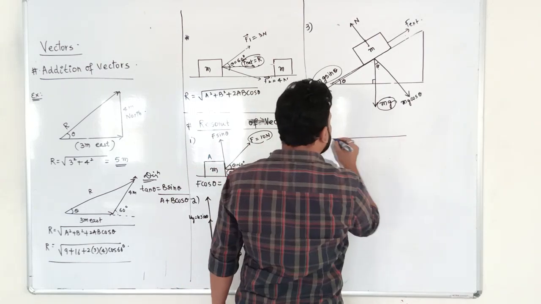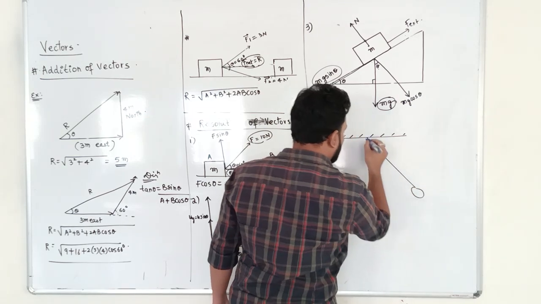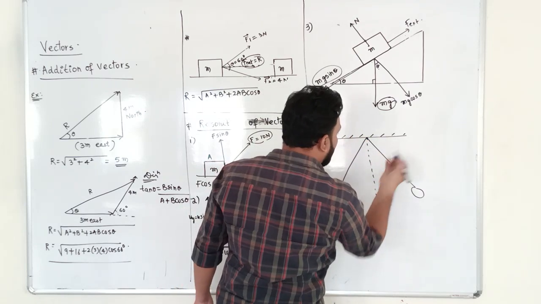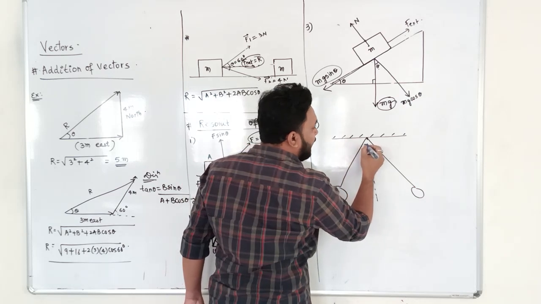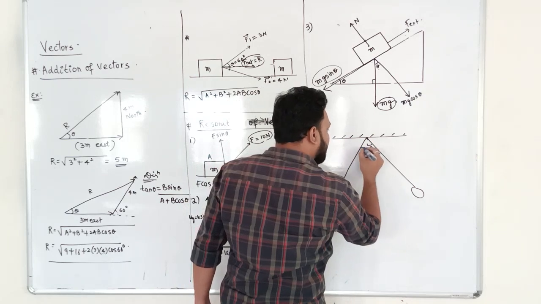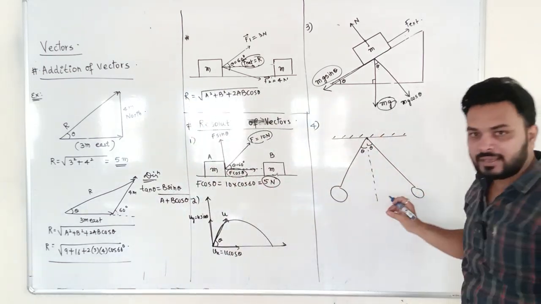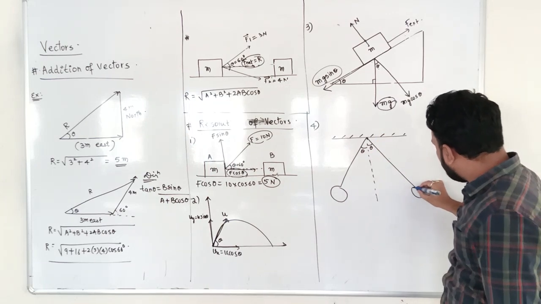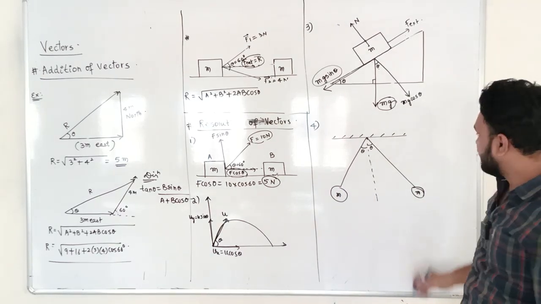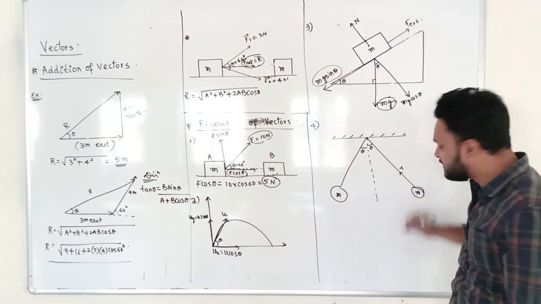Suppose, let's say, right, suppose it is making 2 theta angle, the whole angle is 2 theta, hence this becomes theta, this also becomes theta, right? The thread, this is a thread, right? Now here this is m and this is m. Understood? Now if this is a thread, the tension force acts in this direction, no?